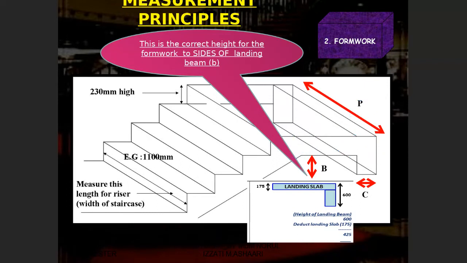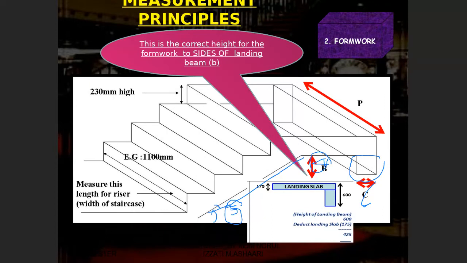Item number four, just now we have formwork to soffit of landing slab here. And then item number five, formwork to sloping staircase. At the bottom of this, you have to measure the length times with P, or the width of the staircase. And the last one, item number six, is measure the side and soffit of landing beam. Okay, so that is the six items that you have to measure for the formwork to staircase.